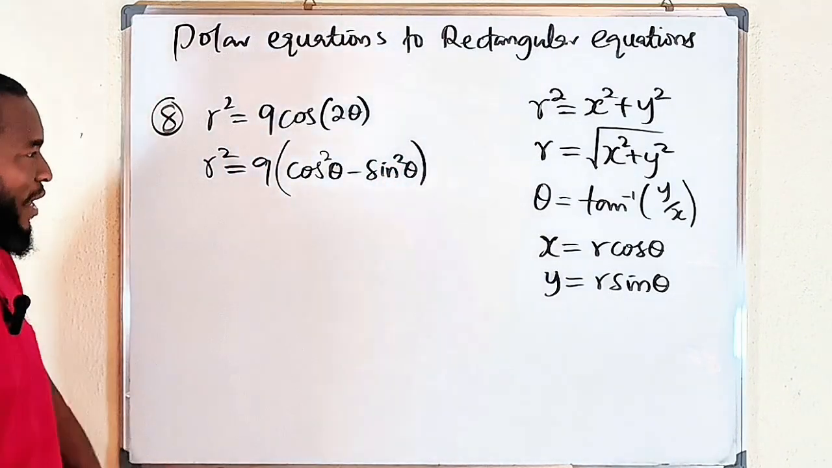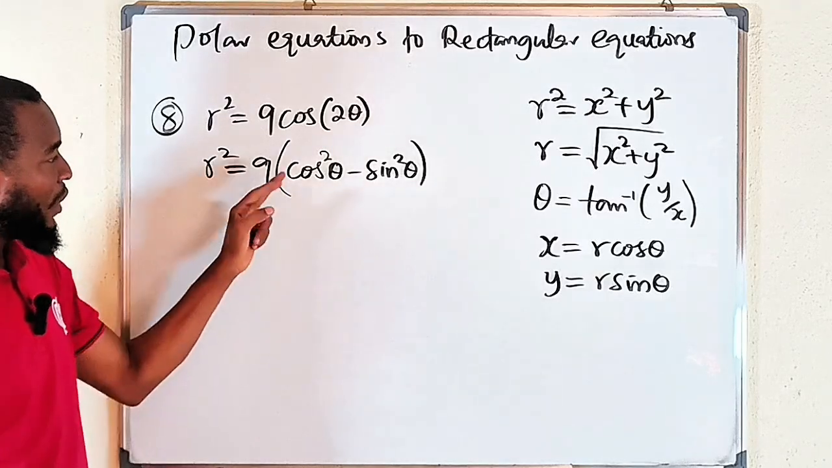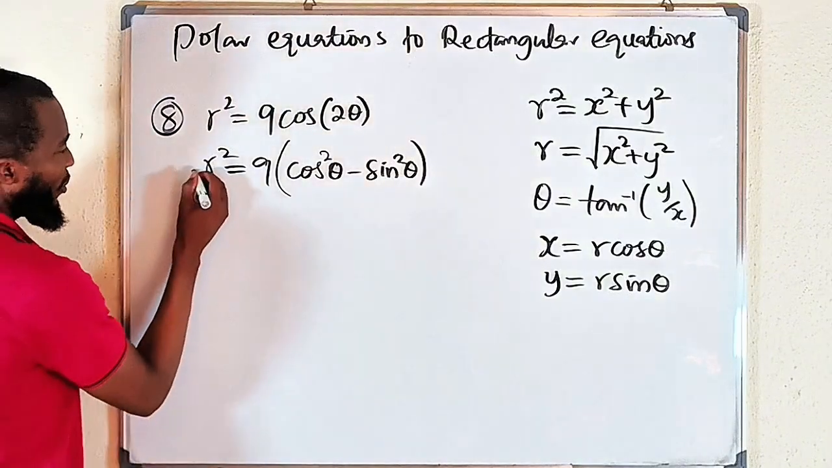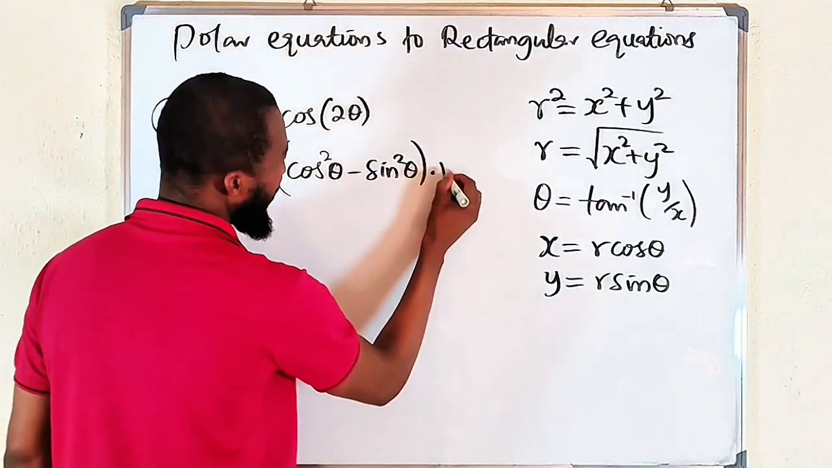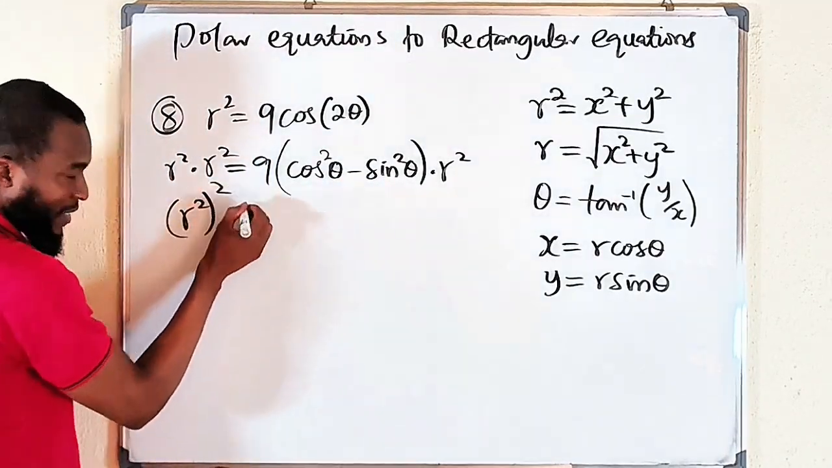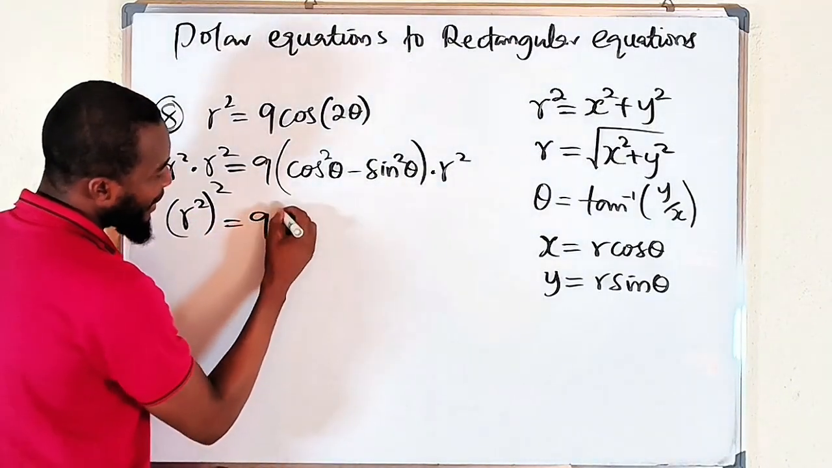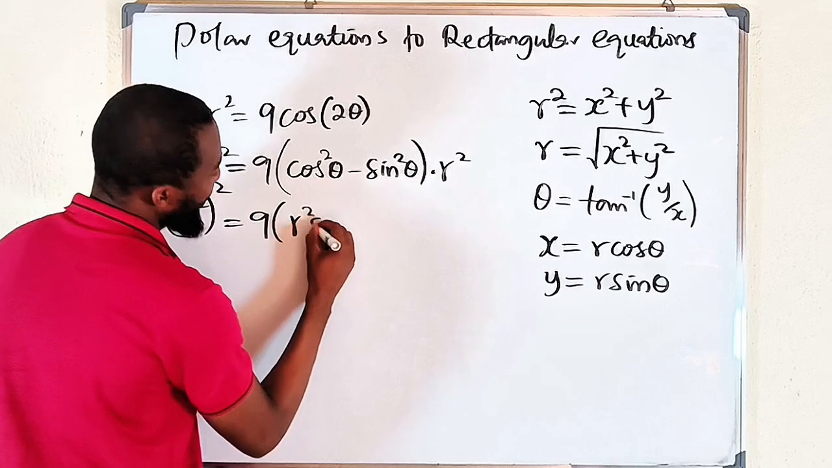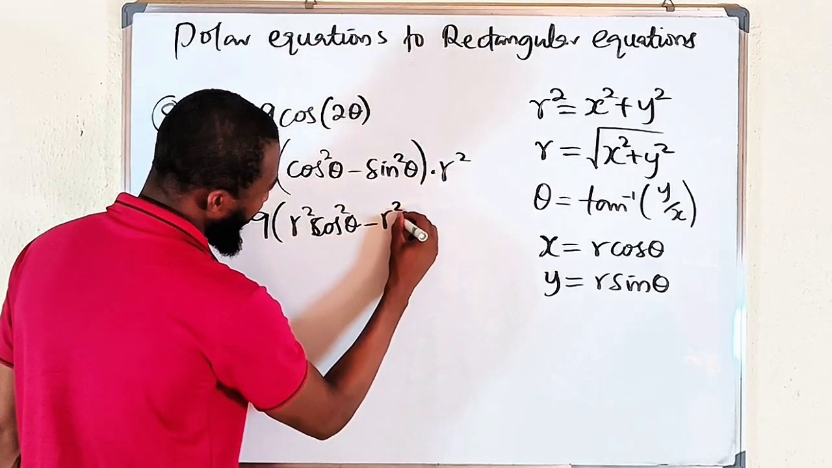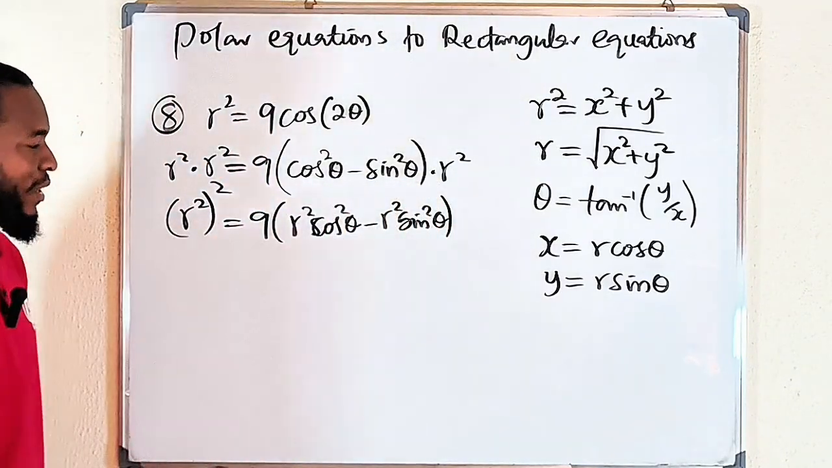One thing we can do here, since I can see my cosine and sine there to the power of 2, we can multiply both sides by r squared. So you multiply this by r squared, you multiply this by r squared. So that this will be what? R squared also squared, according to the power rule of indices. This is equal to 9 times r squared cosine squared theta minus r squared sine squared theta, right? I just distributed r squared inside.